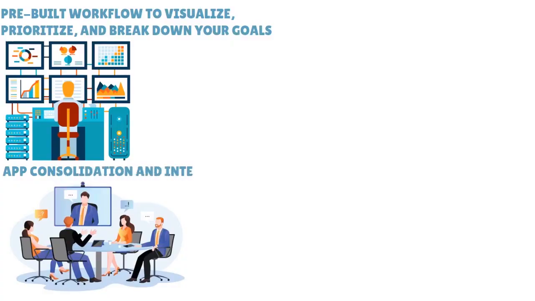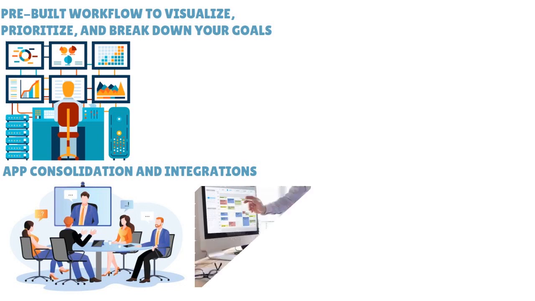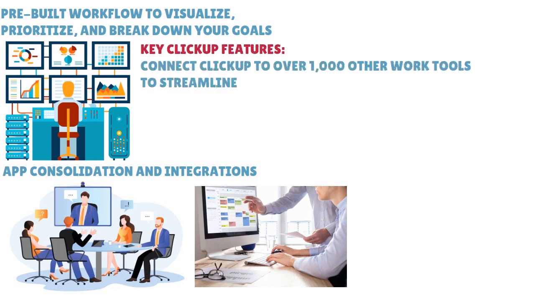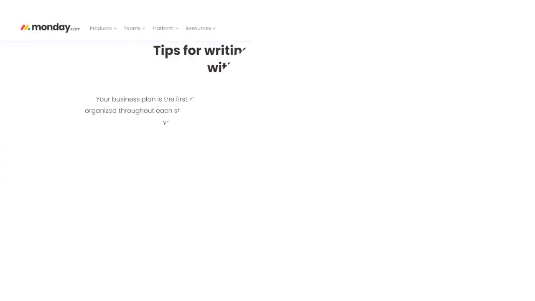Let's talk about app consolidation and integration. So the thing here is that it's important to understand that those two apps that we have here, Monday.com and ClickUp, have all kinds of synchronization prospects. Okay, and so let's first talk about the key ClickUp features here. You're able to connect ClickUp to over 1,000 other work tools to streamline any and all processes, but everything happens through Zapier. Okay, so it's important to keep that in mind.